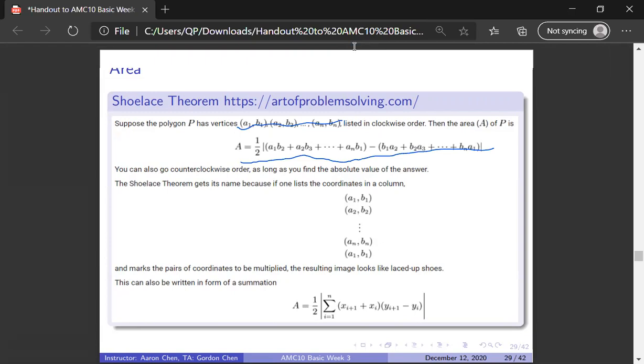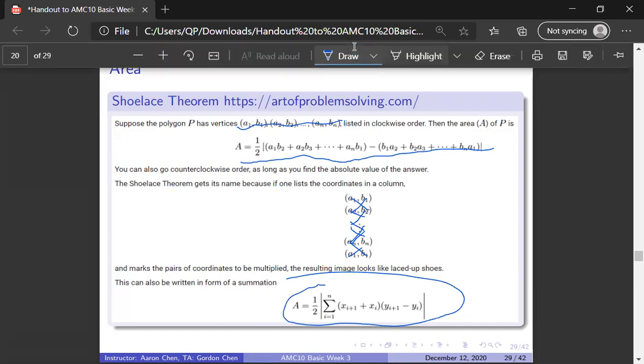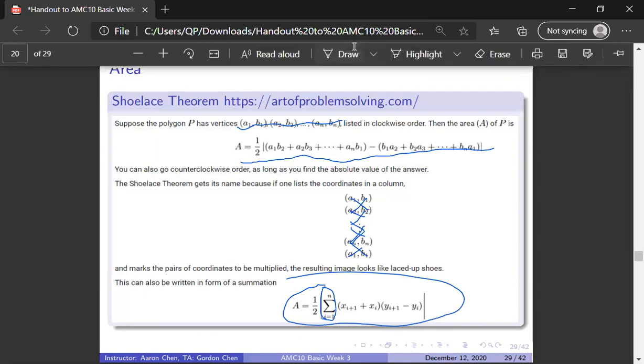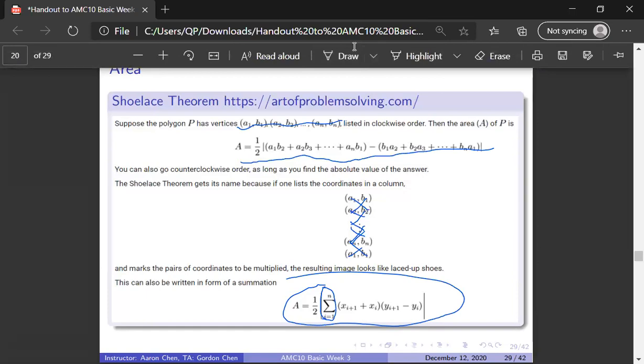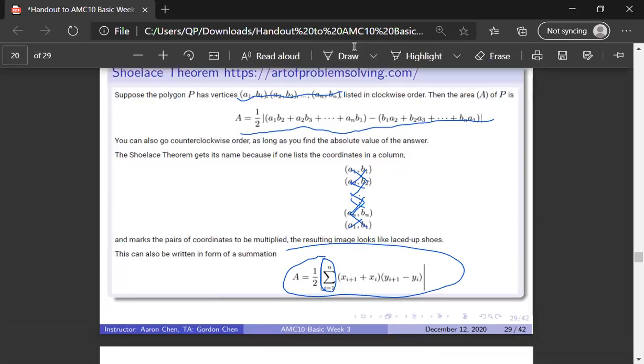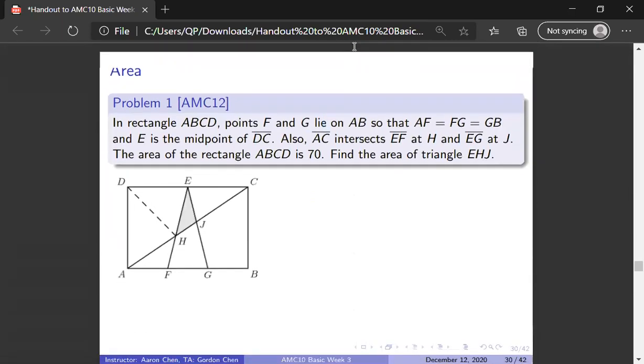And it's called shoelace because it looks like this when you pair them up. And that looks like a shoelace. And you can also write it in this form, where I think I've gone over what the summation notation means. If not, it basically just means i is a dummy variable and you just plug in 1, 2, 3, 4, 5, 6, 7, 8 all the way up to n. All right. So here's an example for areas.